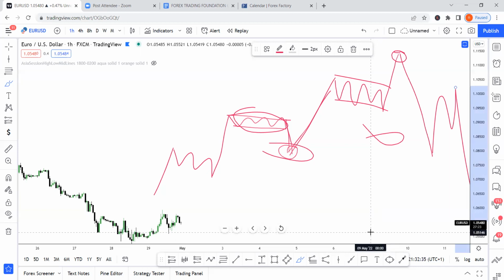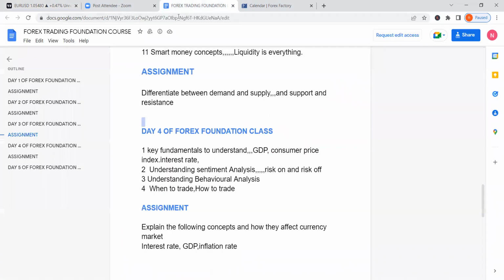Do you understand it now? That's what is called behavioral analysis. You are looking at the behavior of the market, the reaction of the market to time frame analysis and to what? To market session. All right, that's behavioral analysis. When to trade, how to trade, I've already told you those ones.